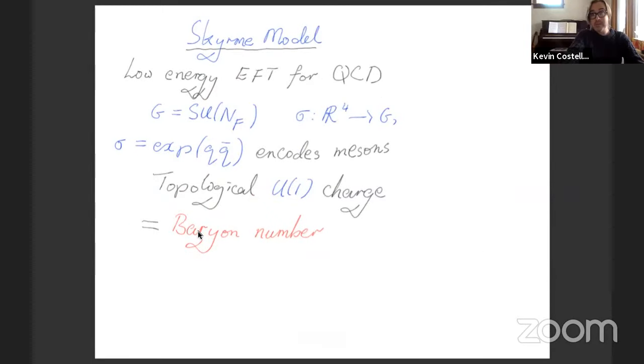I could just remind readers, there's this really fun story of the Skyrme model, which I actually don't know much about, but I think it's kind of interesting, where this symmetry plays an important role. This is supposed to be an effective field theory for QCD, where the group is SU(N). The field sigma is the exponential of the mesons, like the bilinears of the quarks. You have this topological U(1) charge, and according to the Skyrme model, that's supposed to be baryon number. So this is just to point out that this U(1) charge is a familiar object in some areas of physics.